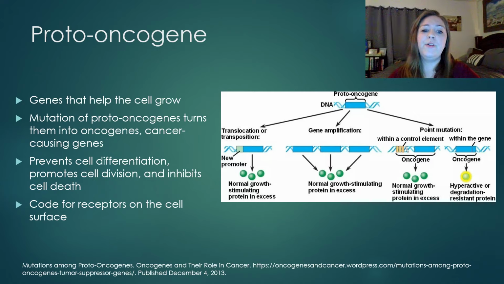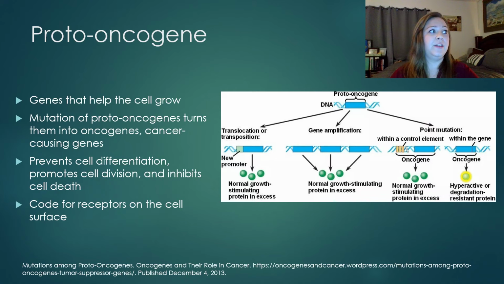Next, we're going to move on to proto-oncogenes. Proto-oncogenes are genes that help the cell grow. When there is a mutation in proto-oncogenes, which is pretty common in cancer, they are referred to as just oncogenes, which are cancer-causing genes. Proto-oncogenes prevent cell differentiation, they promote cell division, and they also inhibit cell death.